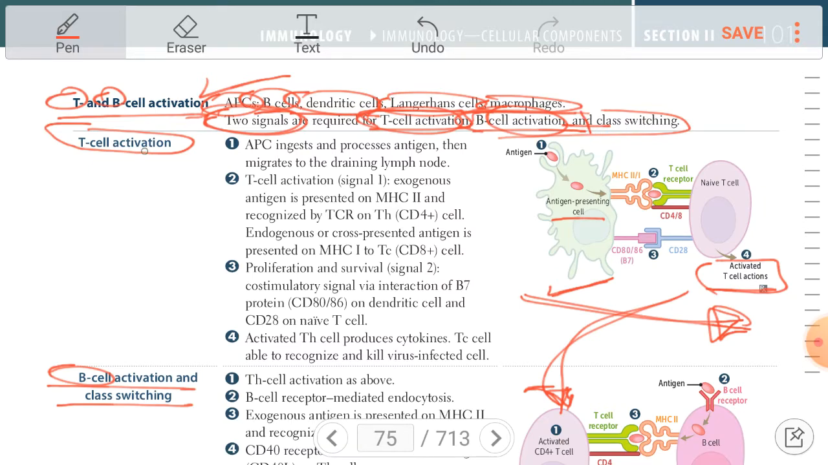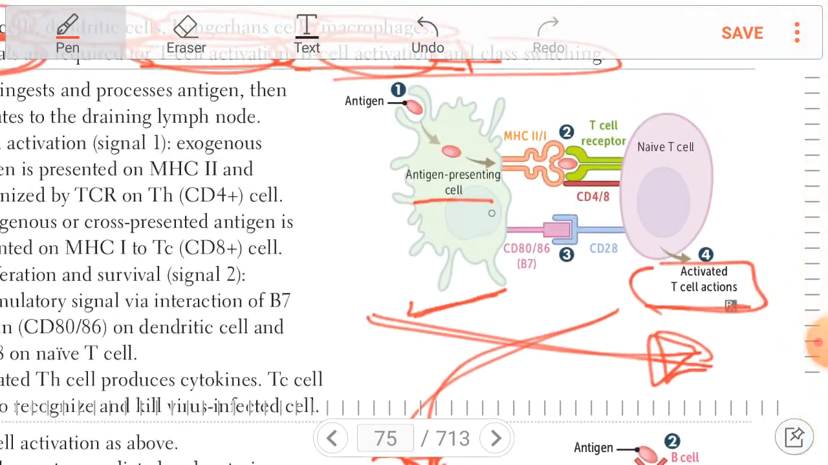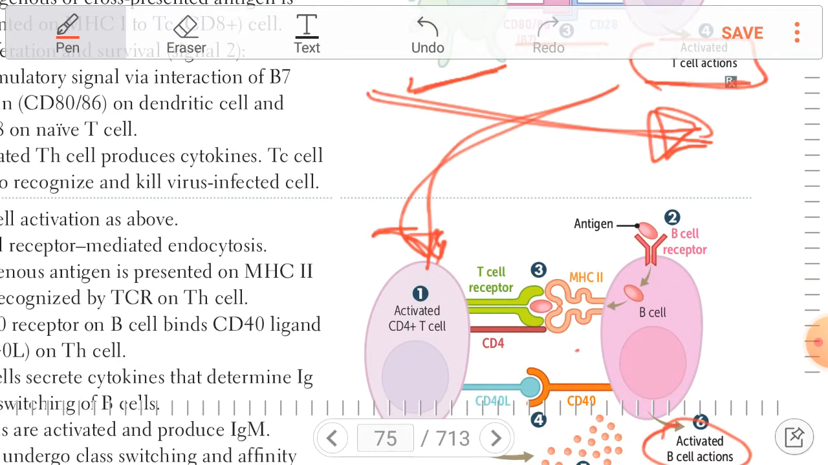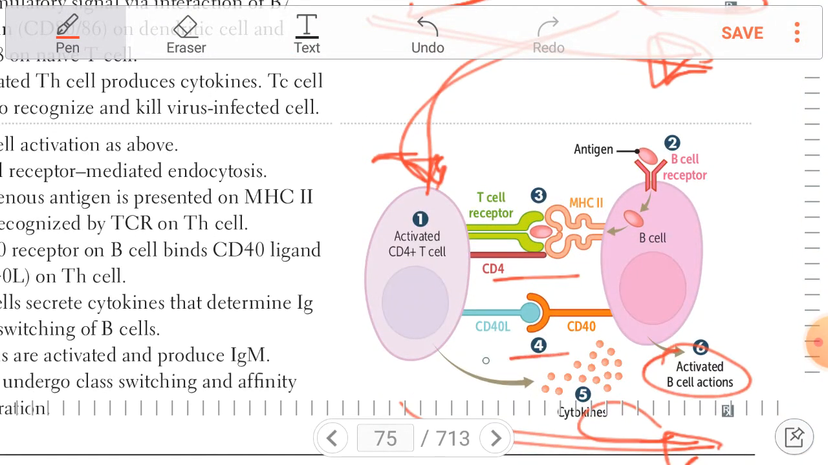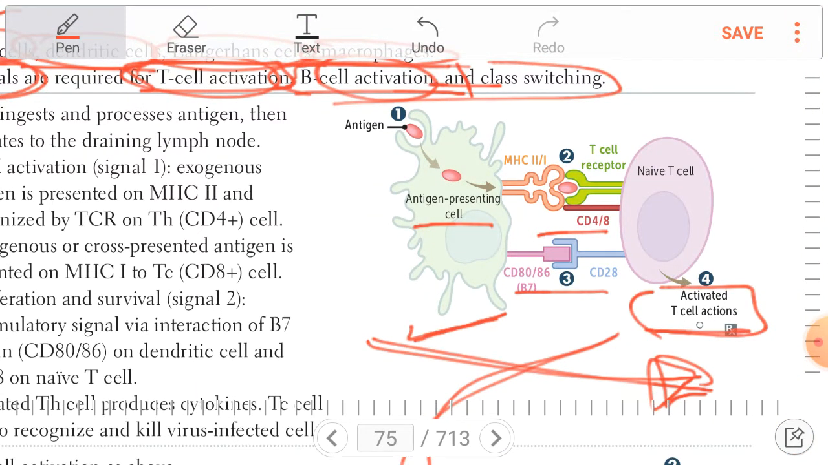So at first, T cell activation. Here we have antigen presenting cells. So what are these two signals? This is the first signal, and this is the second signal. So first, the antigen presenting cells for activation of T cells.